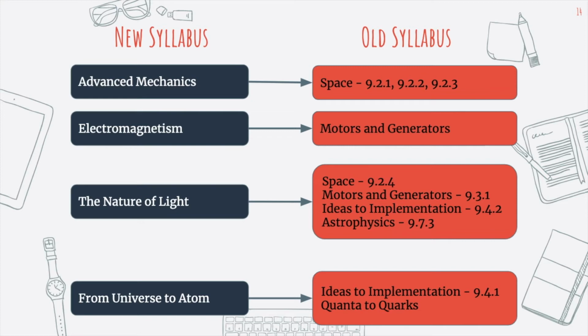Module 7, the nature of light, is actually taken from 4 different areas of the old syllabus, and so this is where it can get a bit tricky to find the appropriate questions. My guide would be to use those syllabus numbers, like 9.2.4, and have a look at the marking criteria. We'll go into how we can use those marking criteria to best prepare for the HSC in a minute. And from universe to atom, we see that that's actually comprised of one section of the ideas to implementation unit and all of the quanta to quarks option module from the old syllabus.